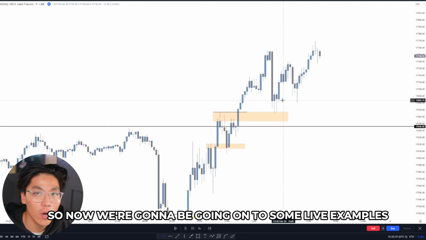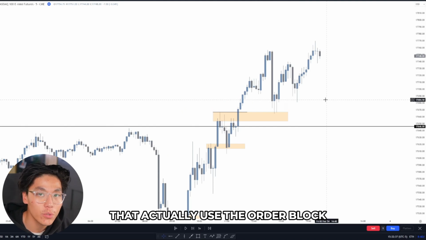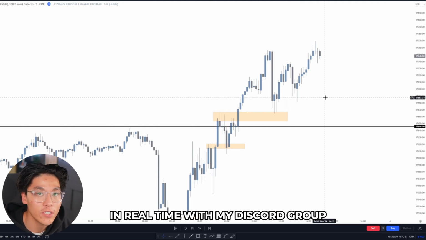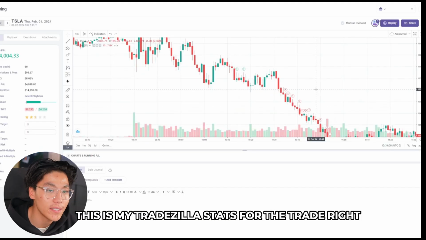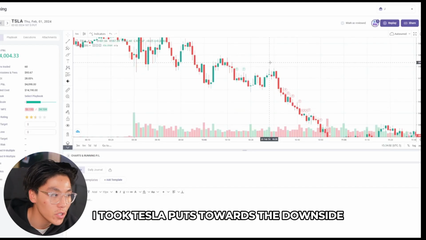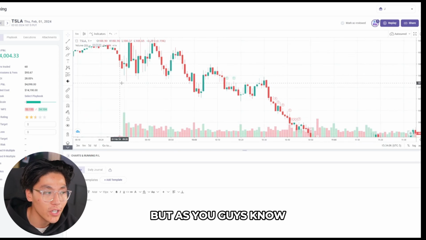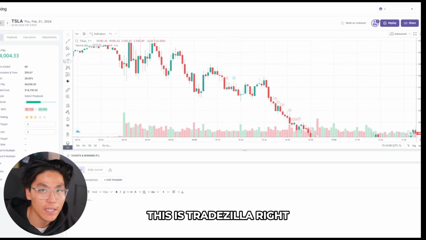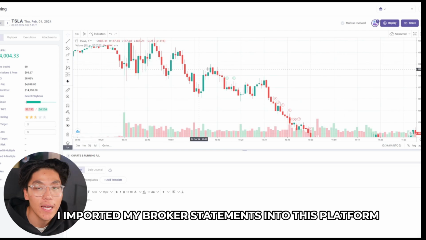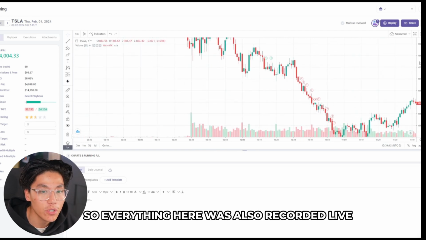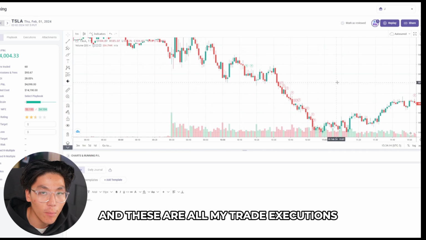So now we're going to be going on to some live examples that actually use the order block in real time with my Discord group. As you can see right here, this is my TradeZilla stats for the trade, right? I took Tesla puts towards the downside. I've talked about this example plenty of times, but as you guys know, this is TradeZilla, right? I imported my broker statements into this platform. So everything here was also recorded live, and these are all my trade executions.